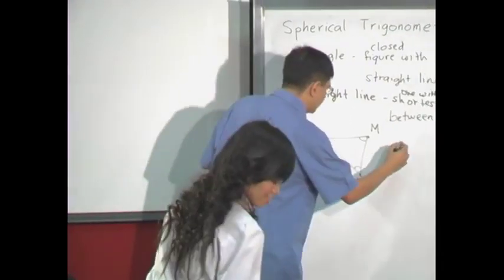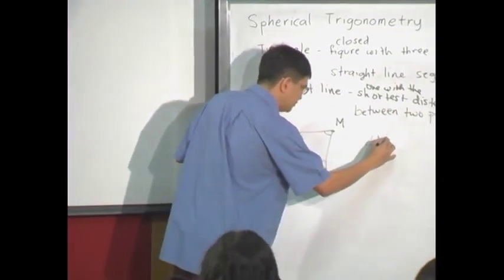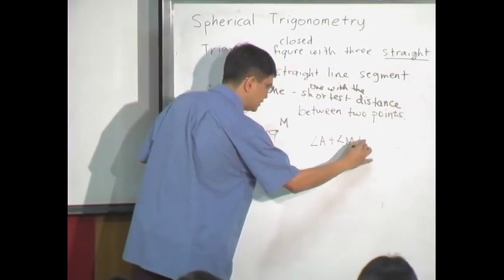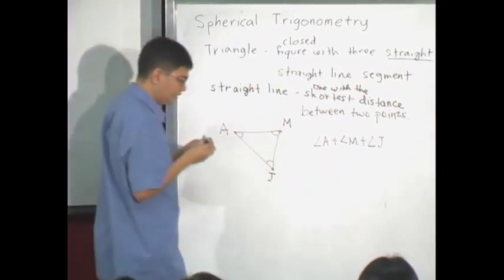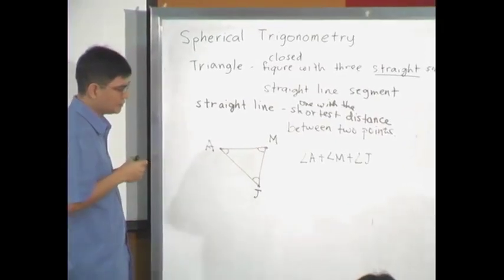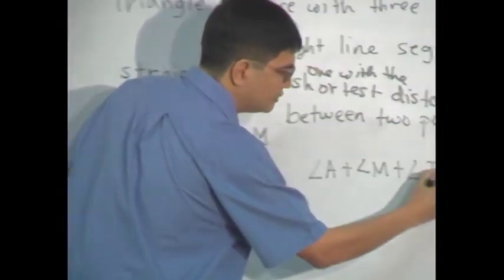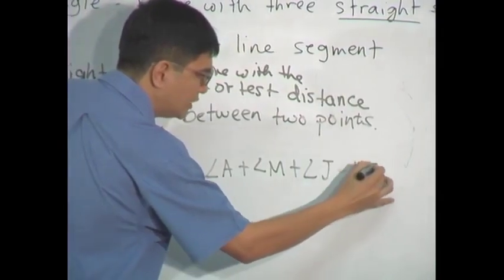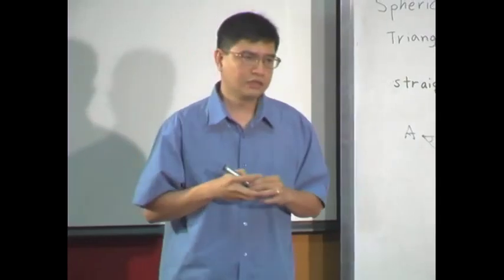Yeah. We can actually say angle A plus angle M plus angle J, or any interior angles, the sum of the three interior angles of a triangle is always equal to 180 degrees. You may even have a mathematical proof for this, you know. So that is always true.